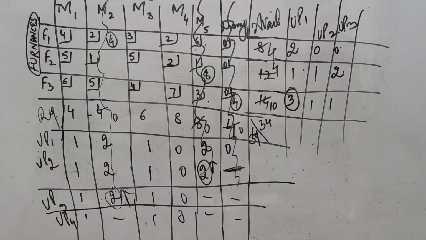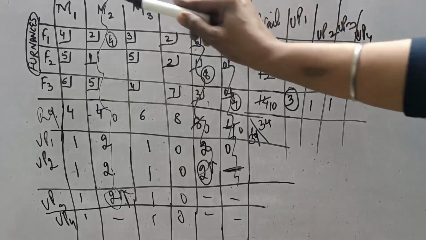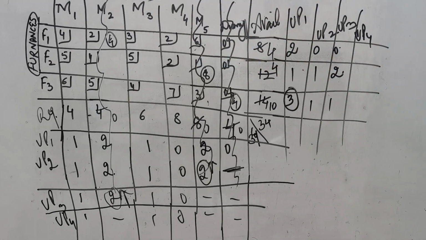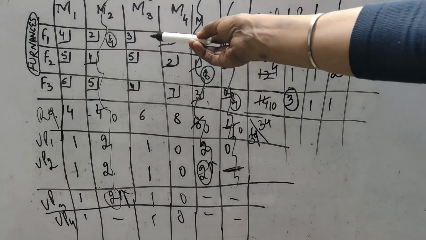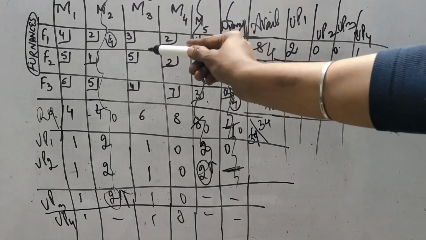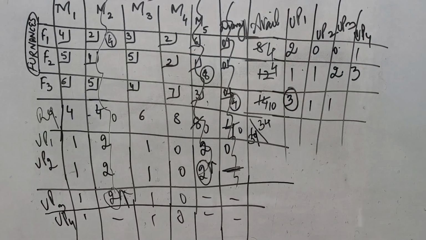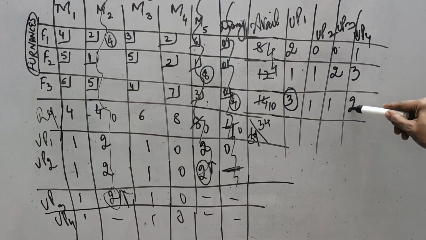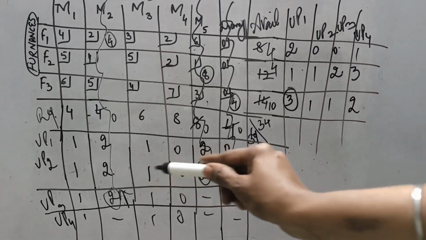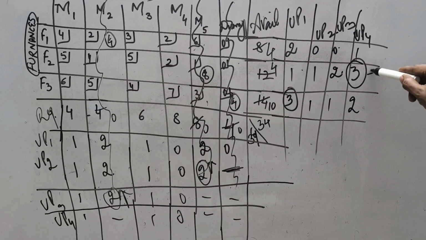Here we have to calculate unit penalty 4. So UP4, 3 columns are there, M1, M3 and M4. 2 and 3, minimum is 2, so 1. 5 and 2, 2 and 5, so it will be 3. Here last 4 and 6, minimum is 2. So 1, 3, 2, below it is 1, dash, 1, 0. So highest is 3. I will go inside this.